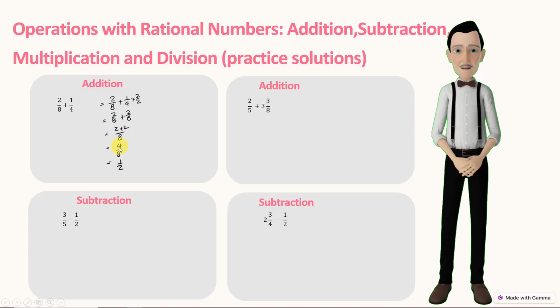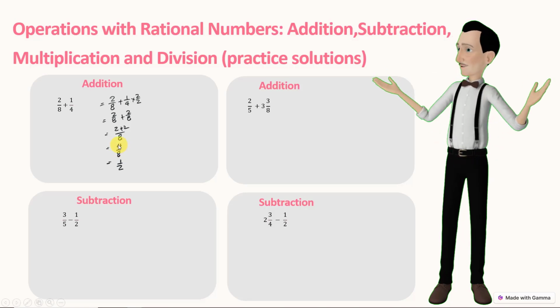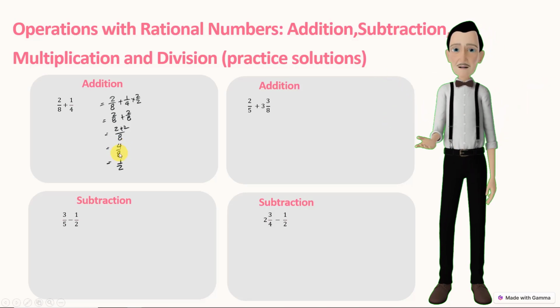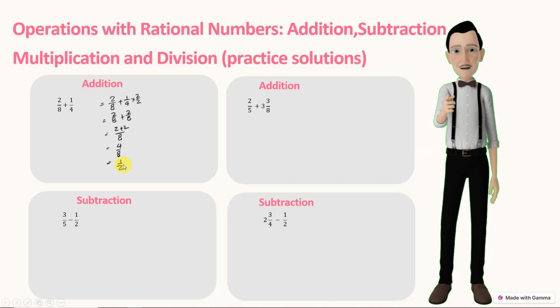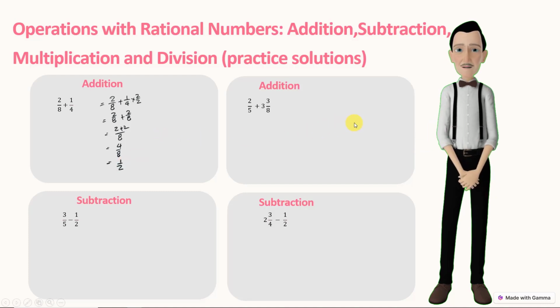But 4 over 8 is not the simplest form, because 4 can go into there 1 time and into there 2 times, which gives me 1/2. Great. That was the first one. Let's go look at the second one.